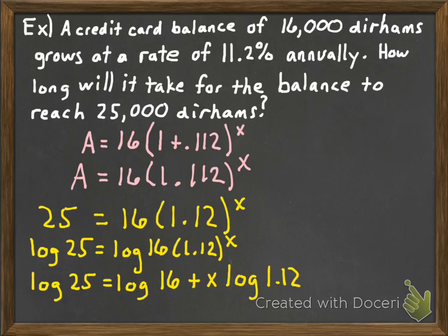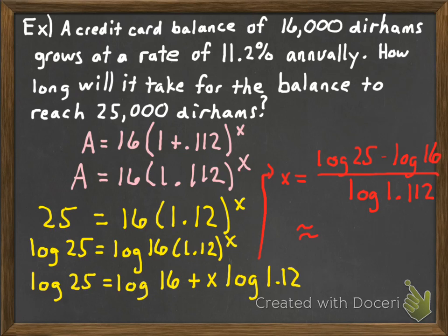And now in order to solve for x in this equation, what I'd like to do is get all the terms that don't have an x to the left side of the equation, and then I want to divide by the log of 1.112. So we're going to subtract the log of 16 from log 25, then we'll divide the result by log 1.112. That'll look this way.